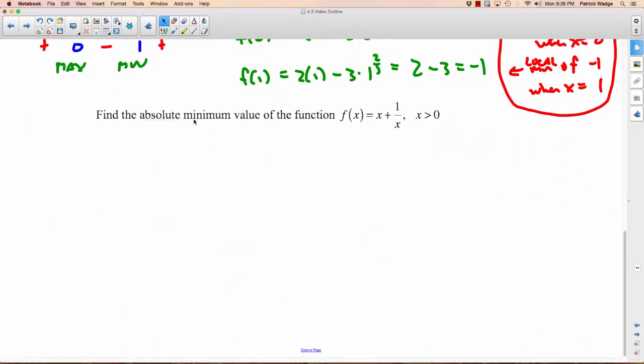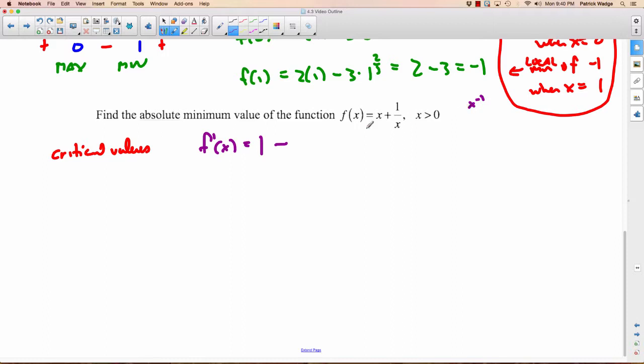So why don't we do that with one question right here? So the steps start out pretty much the same. You got to find those critical values again. How are we going to do that? We're going to take the derivative. So f prime of x equals, derivative of x is just 1. 1 over x, that's the same as x to the negative 1. So the derivative of that would be negative 1x, or just negative x, to the negative 2, which is the same as 1 minus 1 over x squared.